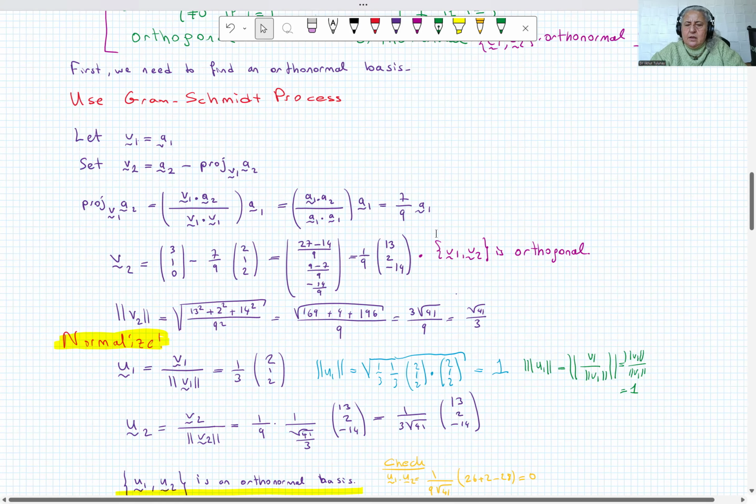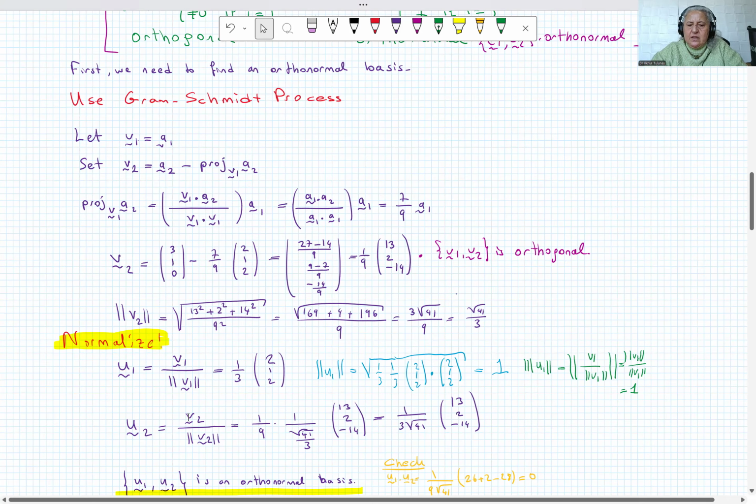So this is what I'm saying here. At that moment, you have an orthogonal basis. Now we normalize. Normalizing means that we calculate the length of these vectors and divide each vector by its length, so that the vector we get is a unit vector, with length 1. So U1 will be V1 divided by the length of V1. This vector is the unit vector in the direction of V1.